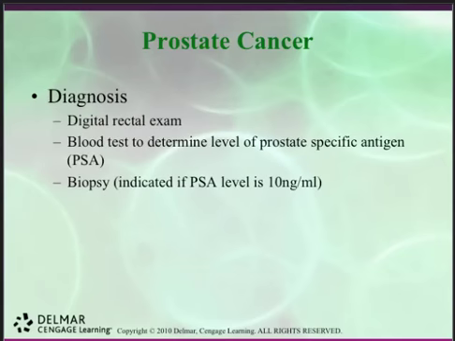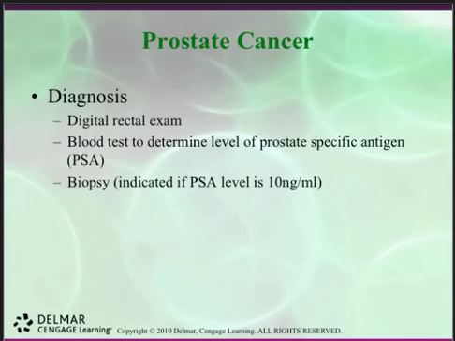We diagnose it with a digital rectal exam and a blood test to determine the level of prostate-specific antigen in the blood. This is the PSA test. And we can also engage in biopsy if the PSA level is above 10 nanograms per milliliter. Nodules or irregularities on rectal exam can also suggest prostate cancer. High concentration of PSA also suggests cancer, although biopsy is required to make the diagnosis conclusively.